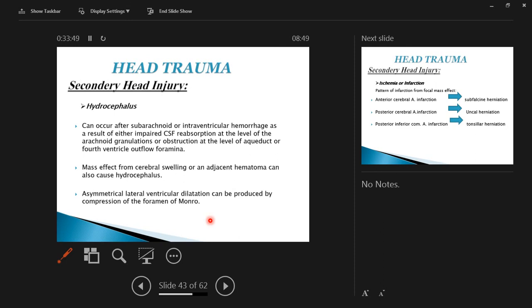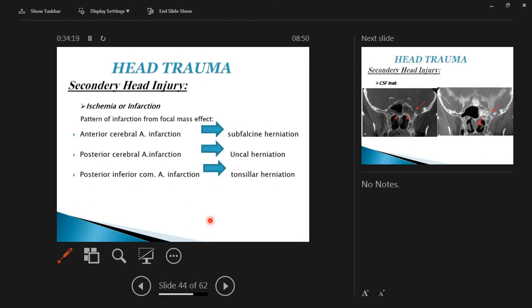Another secondary head injury is hydrocephalus, which can result after subarachnoid or intraventricular hemorrhage as a result of impaired CSF absorption at the level of the arachnoid granulation or obstruction at the level of the aqueduct or fourth ventricular outflow foramina. Mass effect from cerebral swelling or adjacent hematoma can also cause hydrocephalus. Asymmetrical lateral ventricular dilatation can be produced by compression of the foramen of Monro.